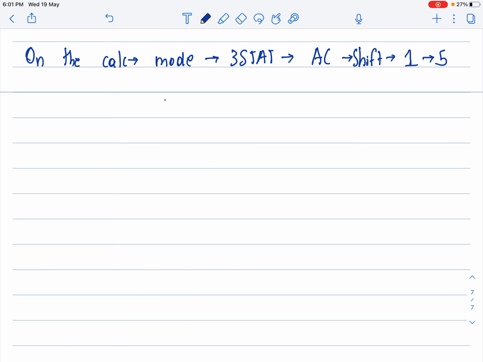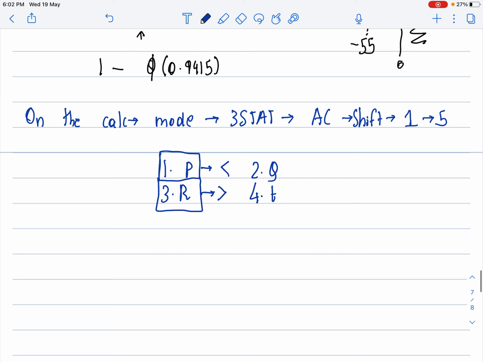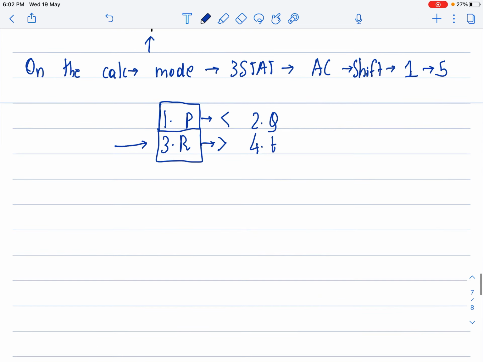Now when you click on 5, on the calculator display you'll get 1 p, 2 q, 3 r and 4 t. We importantly need to know options 1 and 3. 1, where p is written, means less than, and r means more than. So basically p means phi and r means 1 minus phi. So I need to calculate 1 minus phi here, so I click on option 3.